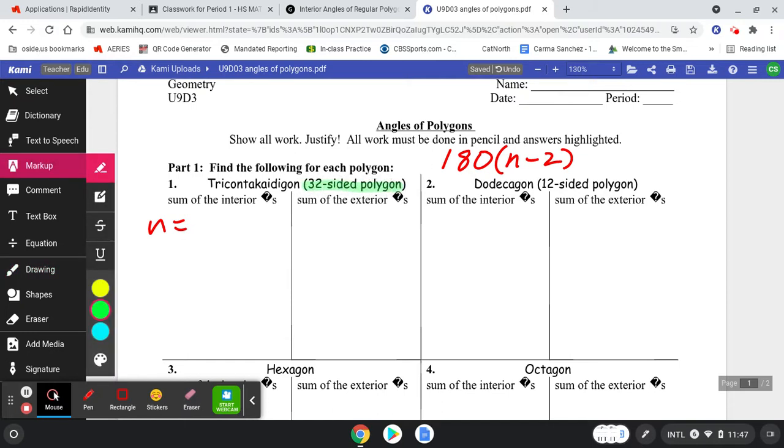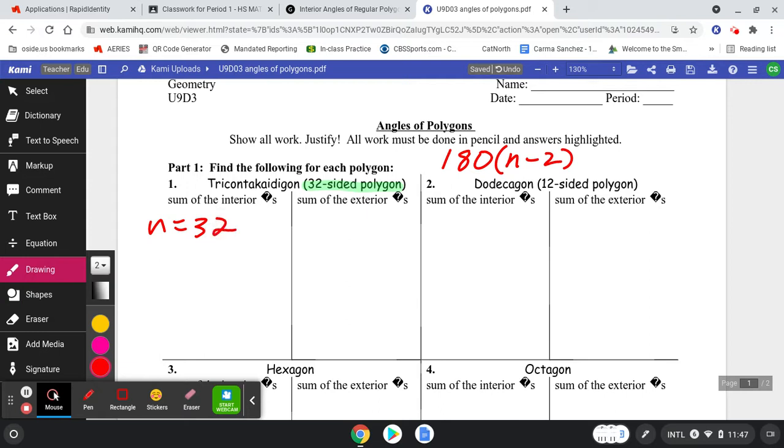32-sided polygon, a triacontakaidigon. Try and say that for me. So that's a 32-sided figure. So that means our n is 32, and here I go plug into the formula. 180 times 32 minus 2, or 180 times 30, and 18 times 3 is 54 with 2 zeros at the end. Go ahead and grab your calculator and double check me on that.